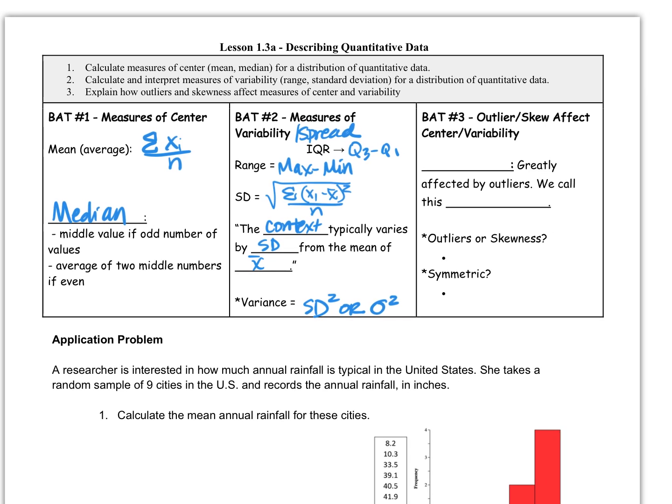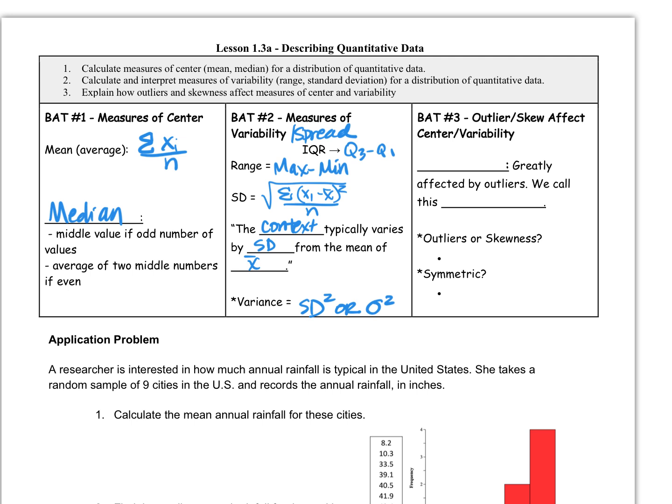All right, now, outliers, the skew effect, center and variability. Which ones did we say were greatly affected by the outliers? Which two measurements? Good. Yep, the mean and the standard deviation are greatly affected by the outliers, and we call this non-resistant.